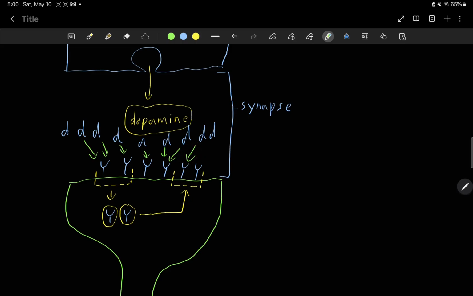But eventually, if there's too much response and the cycle repeats, more receptors can be pulled inside the cell. And it's basically a delicate balance of desensitization and resensitization that overall keeps responses under control.